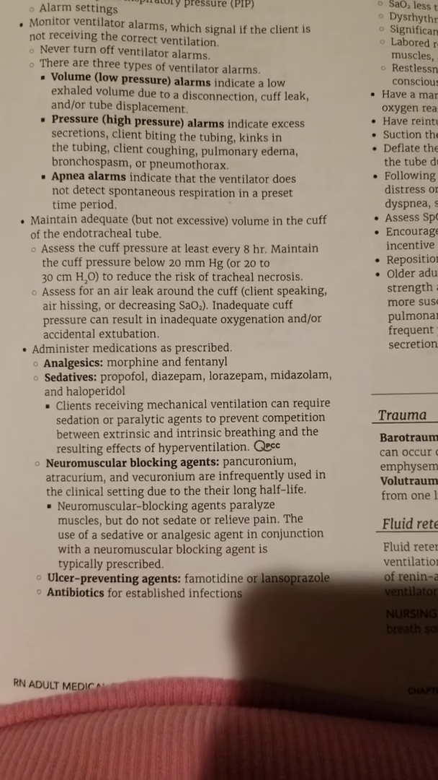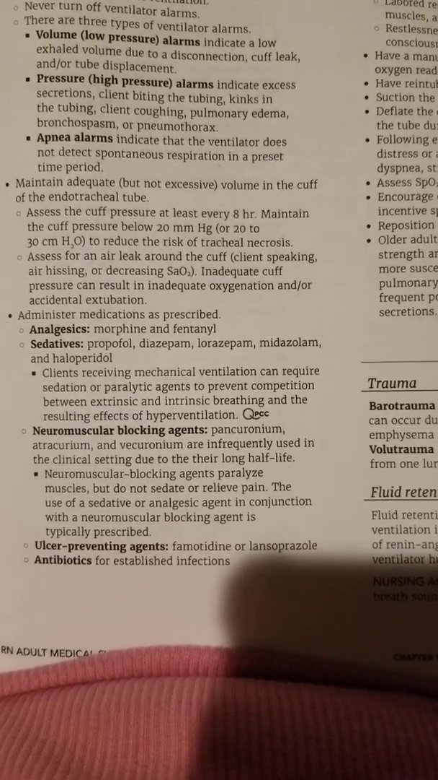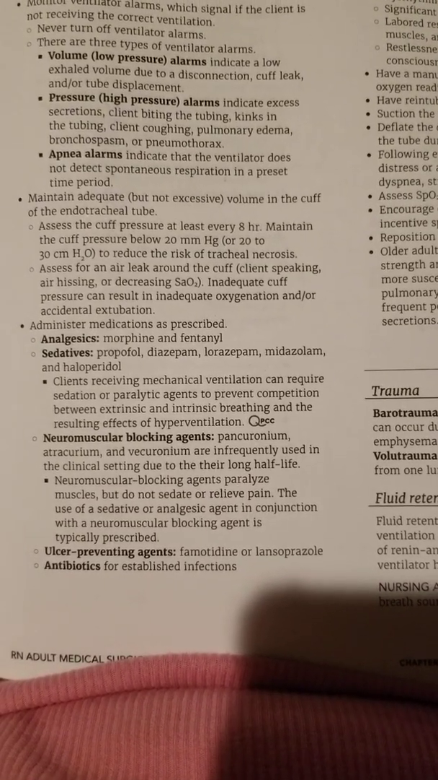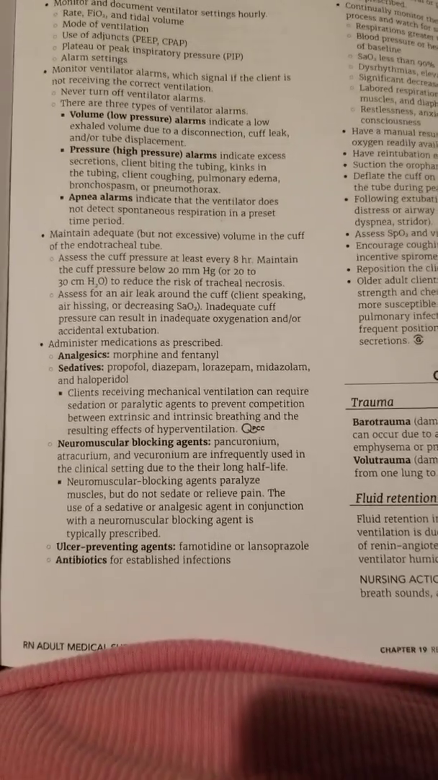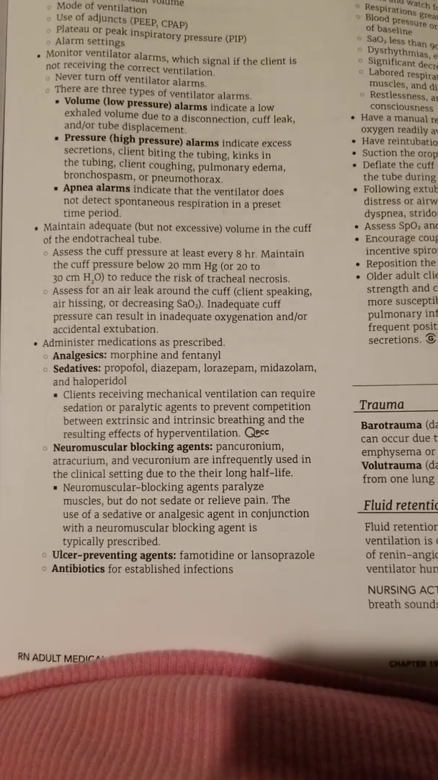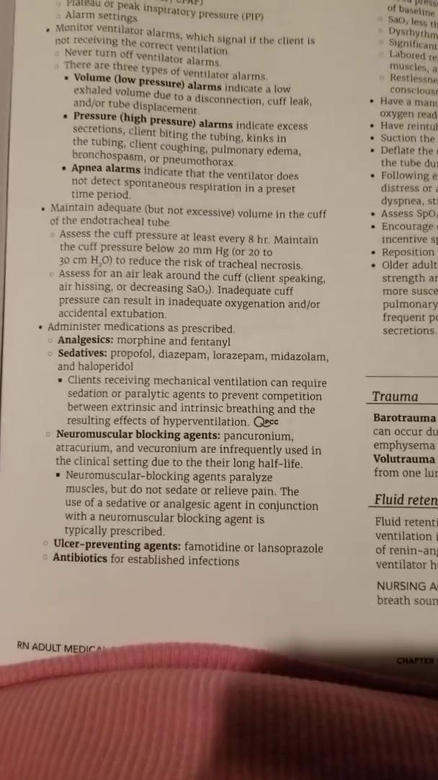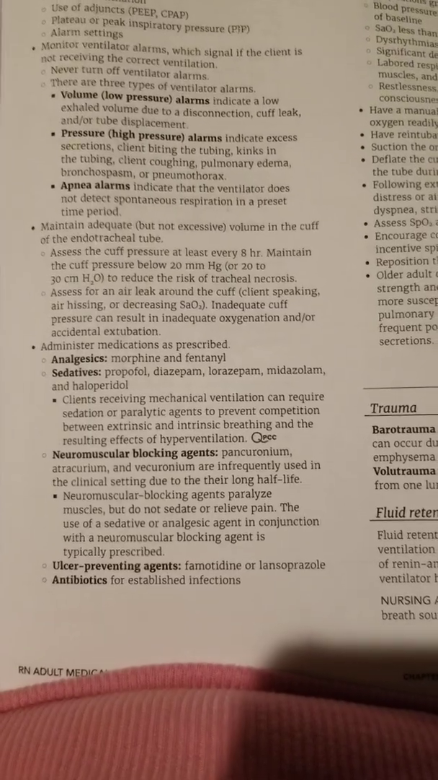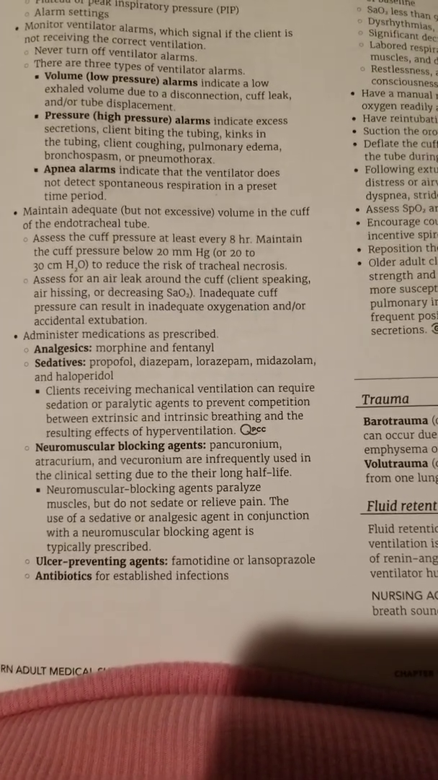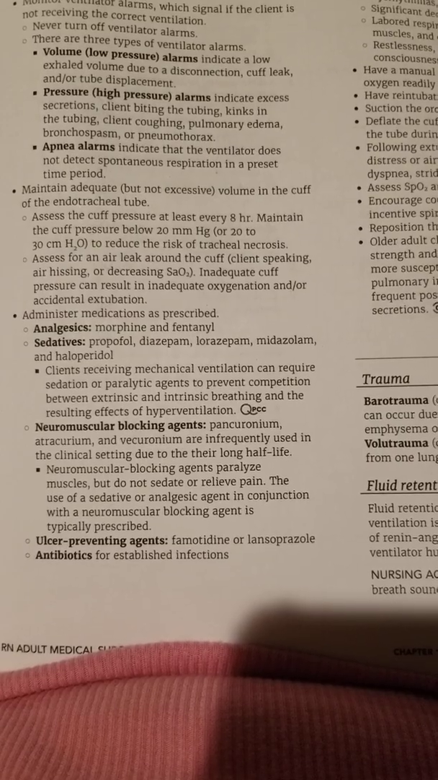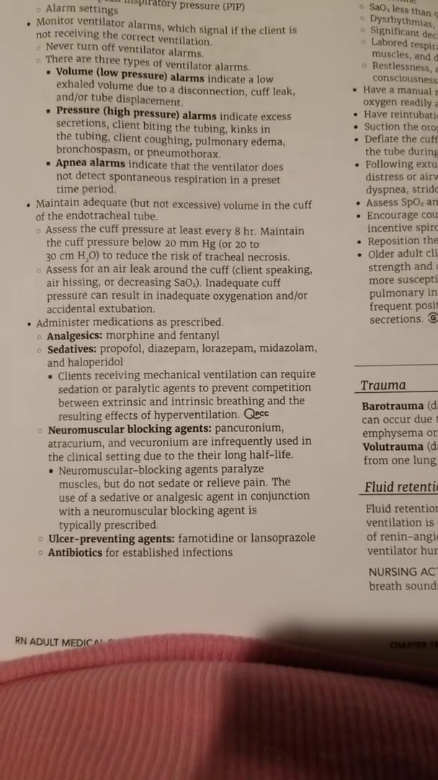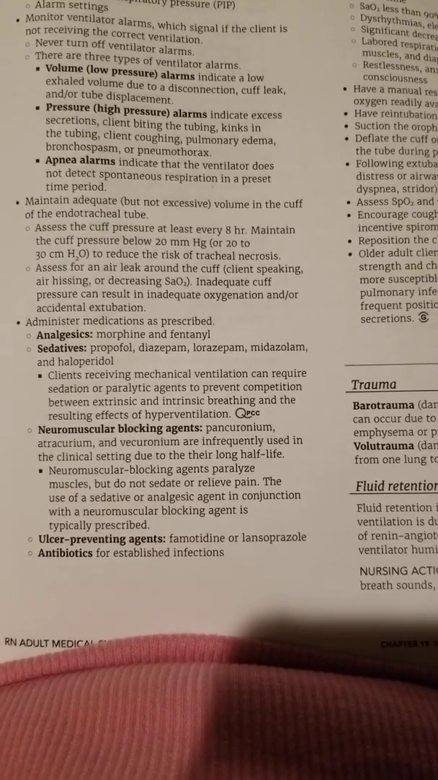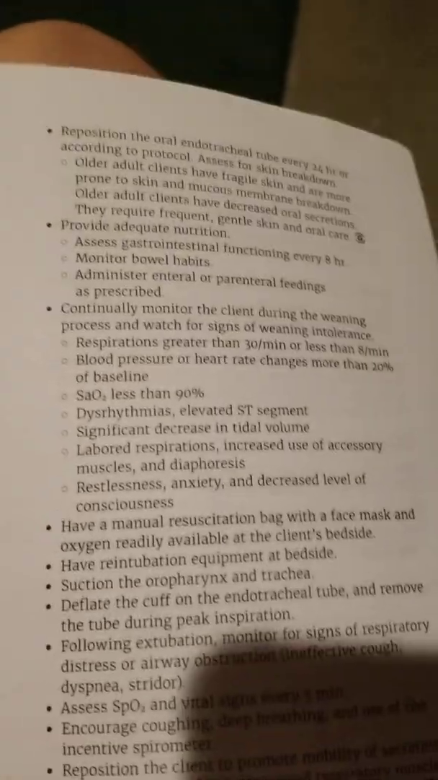Neuromuscular blocking agents such as pancuronium, atracurium, and vecuronium are infrequently used in the clinical setting due to their long half-life. Neuromuscular blocking agents paralyze muscles but do not sedate or relieve pain. So they just are used to paralyze muscles. The use of a sedative or analgesic agent in conjunction with a neuromuscular blocking agent is typically prescribed. Also ulcer-preventing agents such as famotidine or lansoprazole, and antibiotics for established infections.